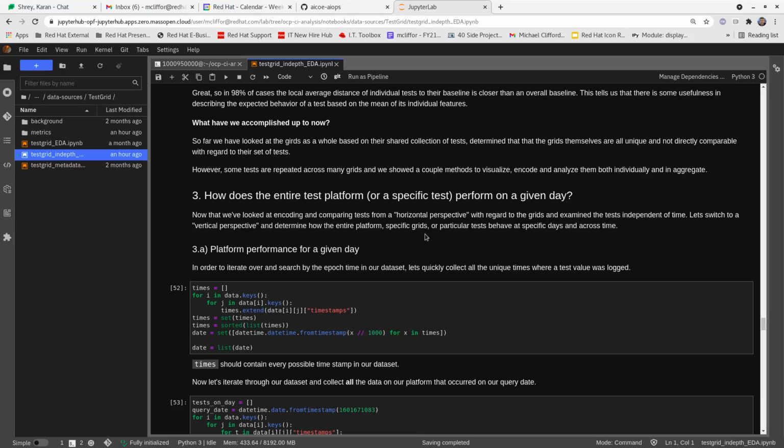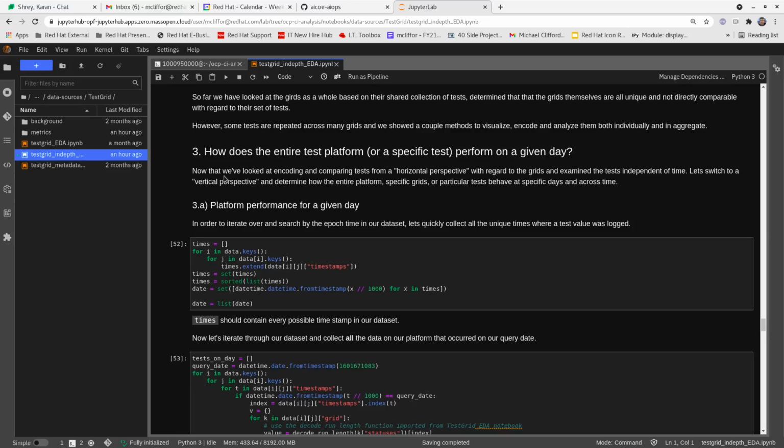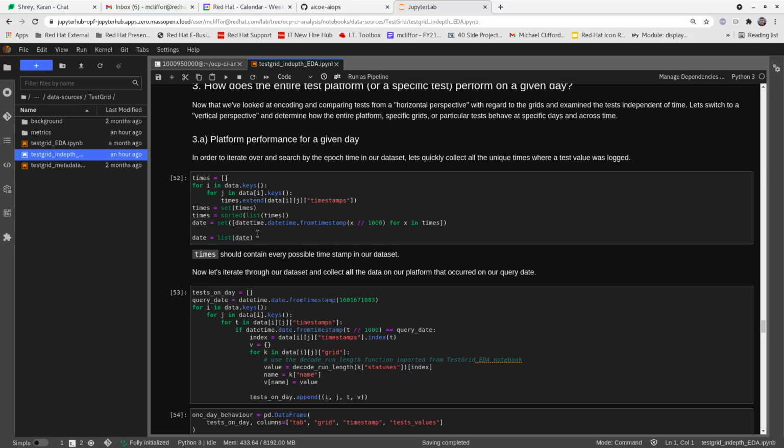So the next thing that I want to talk about is some claims that we could make about the platform on a given day. We've looked at the horizontal perspective of a grid, if you will, cutting across the grid horizontally, looking at specific tests. Now we want to cut it vertically and see how it behaves on a specific day or for a specific build. So we can go ahead and get some values about that.